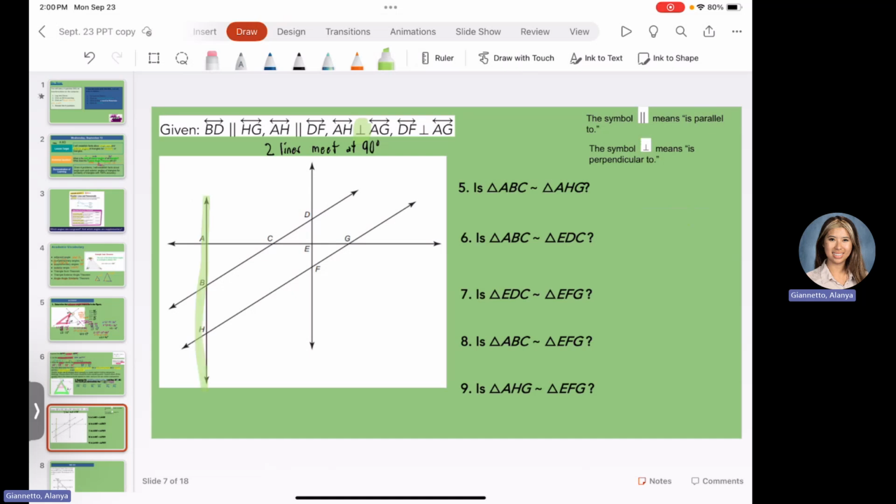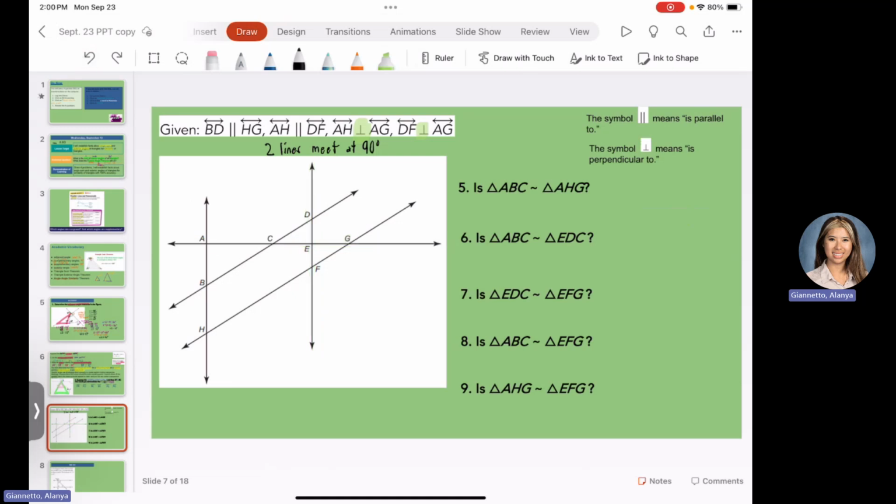Okay, so to show you how it looks like on this picture, we have AH, which is this one, is perpendicular to AG, which is this one. And then our next one is, we still have that perpendicular symbol. We have DF, which is this one, is perpendicular to AG, which is this one. Okay, so we have two right angles right here and right here. So now we can answer the questions.